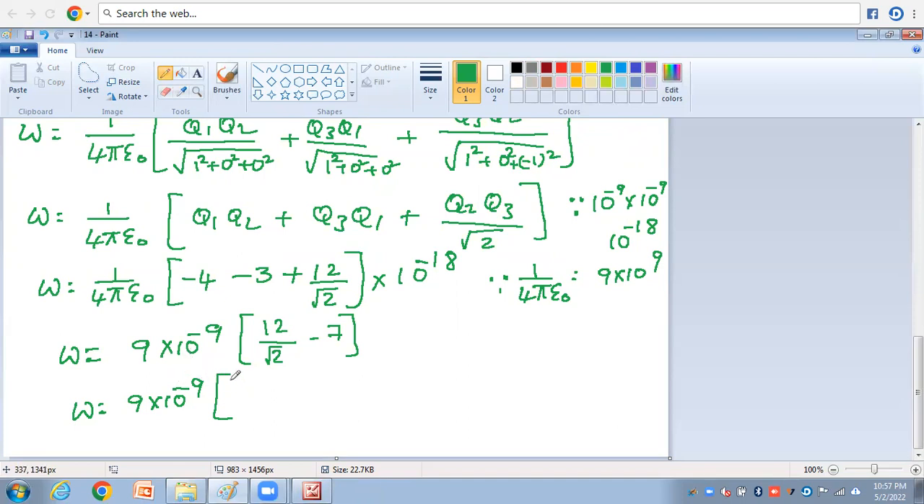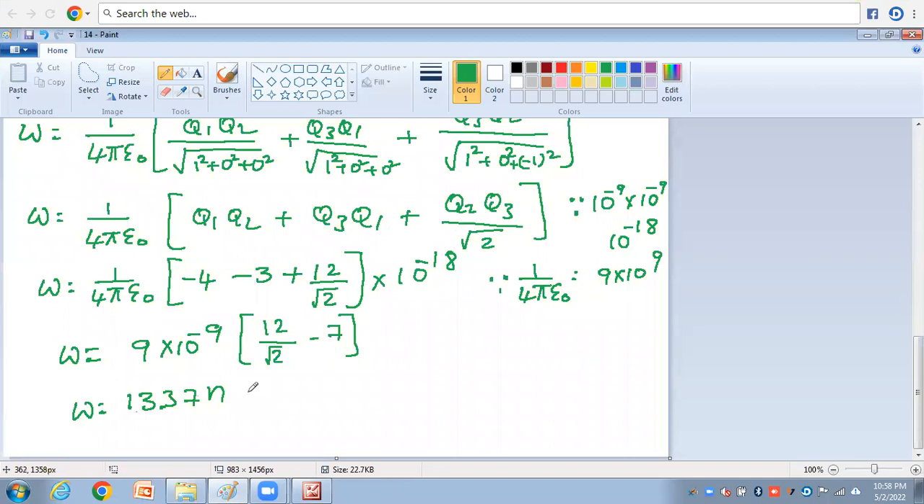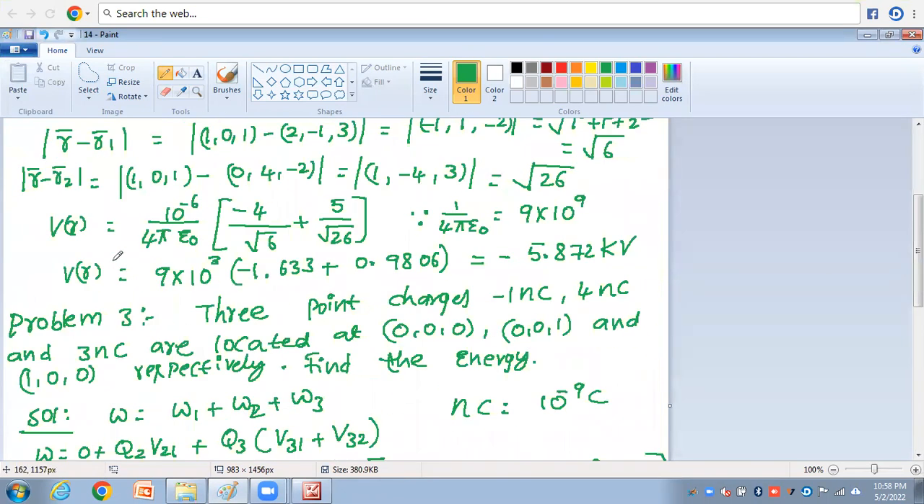This minus 19 can be written as nanocoulombs. I will rearrange this one. I need to multiply with 9, right? The resultant is 13.37 nanojoules. Okay, this is the work energy system. Right? Please save this problem. Then I will go with the next one.